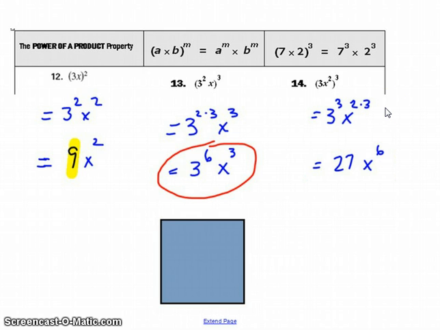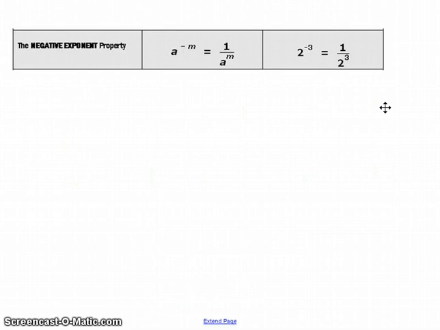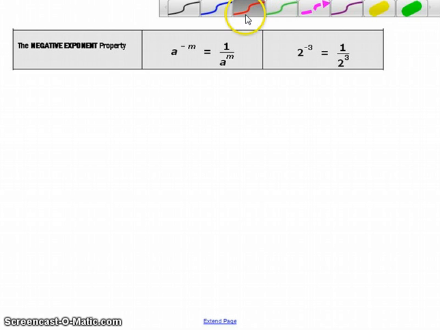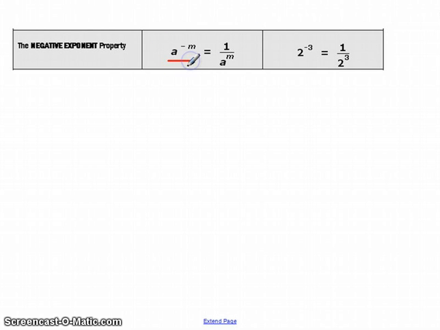Okay, we're going to move on to the last property in this video, the negative exponent property. Whenever you have a negative exponent, it simply means that the power is on the wrong side of the dividing line. So in this case, it's essentially on top of 1. You could have made this whole thing over 1, right? So you need to flip it and put it on the other side of the line. So it becomes 1 over a to the m. Similarly here, this becomes 1 over 2 to the third.